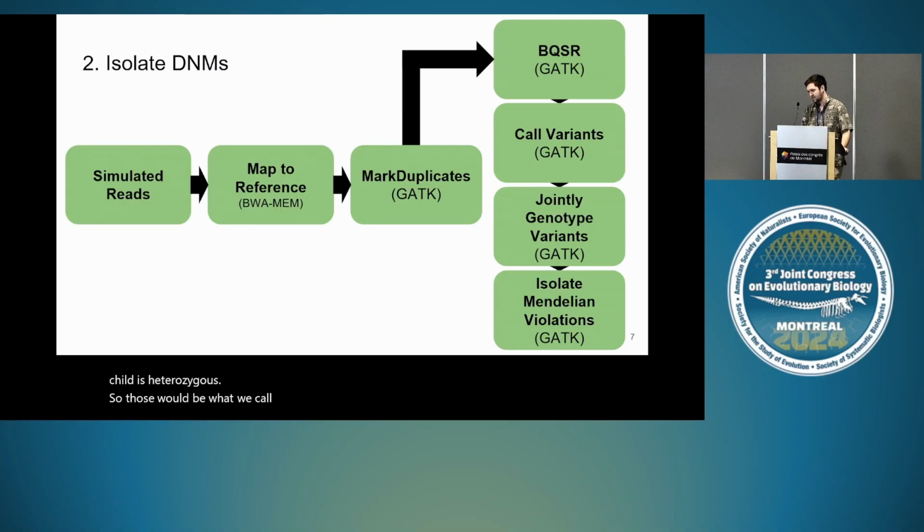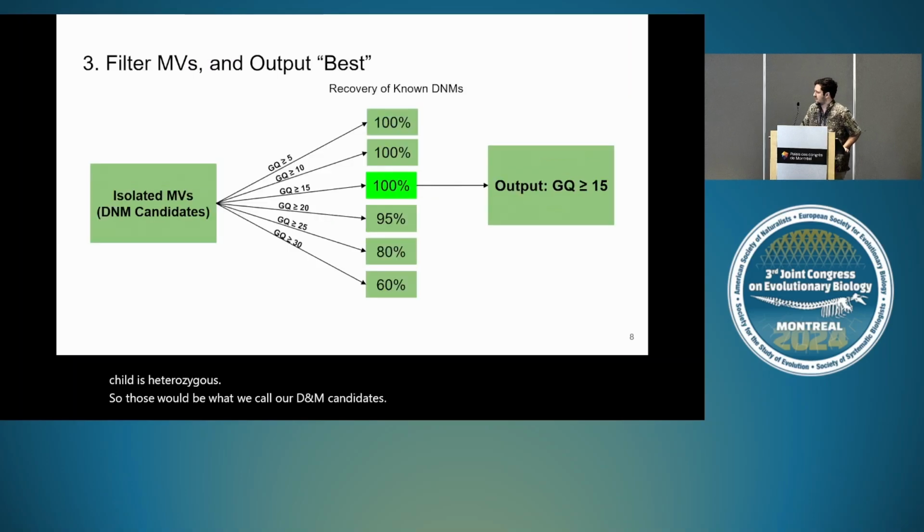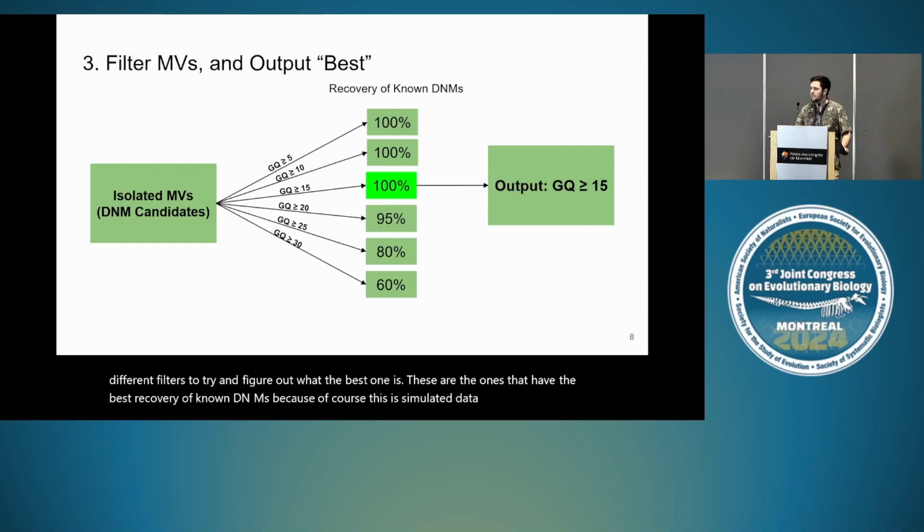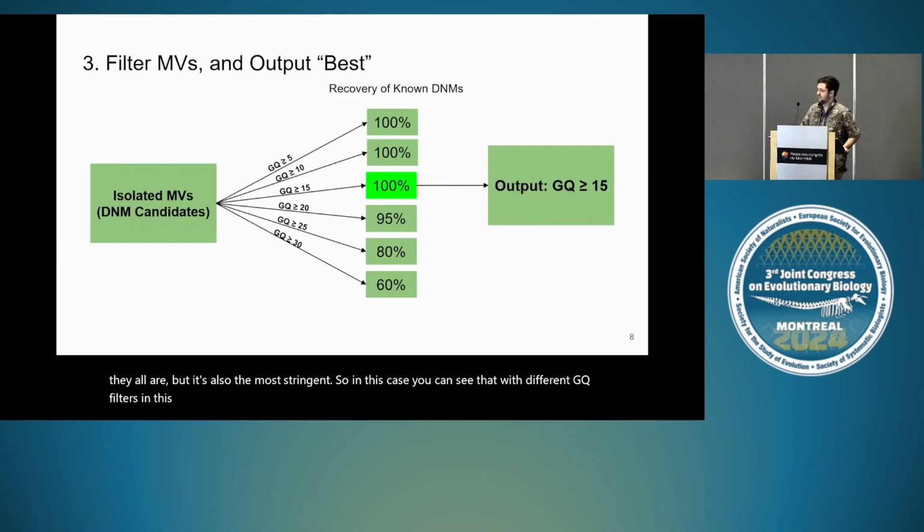DNM candidates. Once we have these isolated MVs, or DNM candidates, it then goes through a series of different filters to try and figure out what the best one is. These are the ones that have the best recovery of known DNMs, because of course this is simulated data, so we know where they all are, but it's also the most stringent. In this case, you can see that with different GQ filters, a GQ of 15 is the best because it is the most stringent, and yet it also recovers all known DNMs. So it output this as a recommended filter.